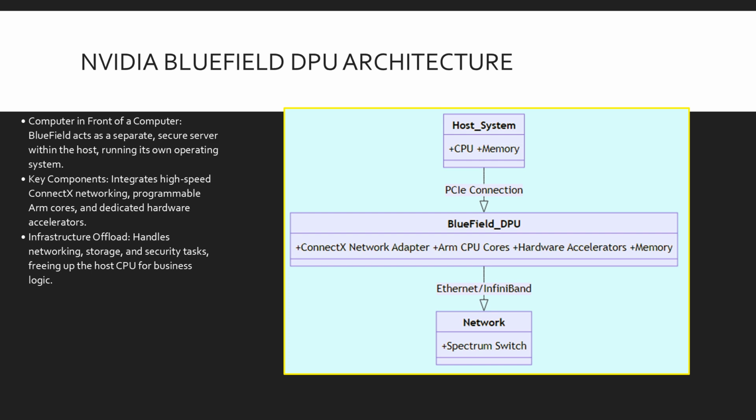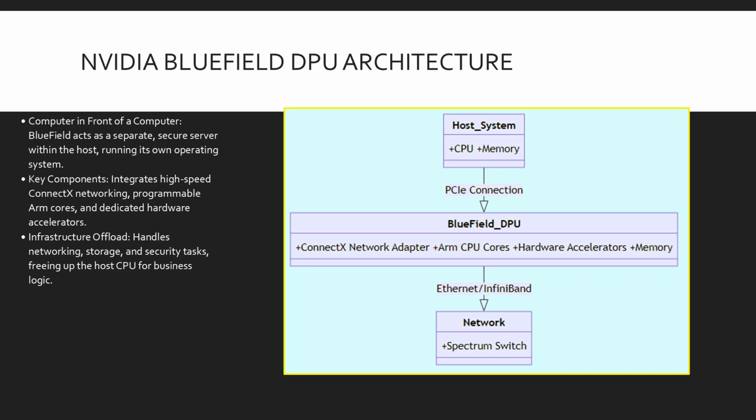Why is this architecture important? It allows you to offload the entire infrastructure stack, software-defined networking, security policies, and storage virtualization from the host CPU to the DPU. This not only saves CPU cycles but creates a clean separation between the infrastructure and the tenant workload. What is the important point here? The Bluefield DPU is a complete, independent infrastructure processor that isolates and accelerates networking functions.